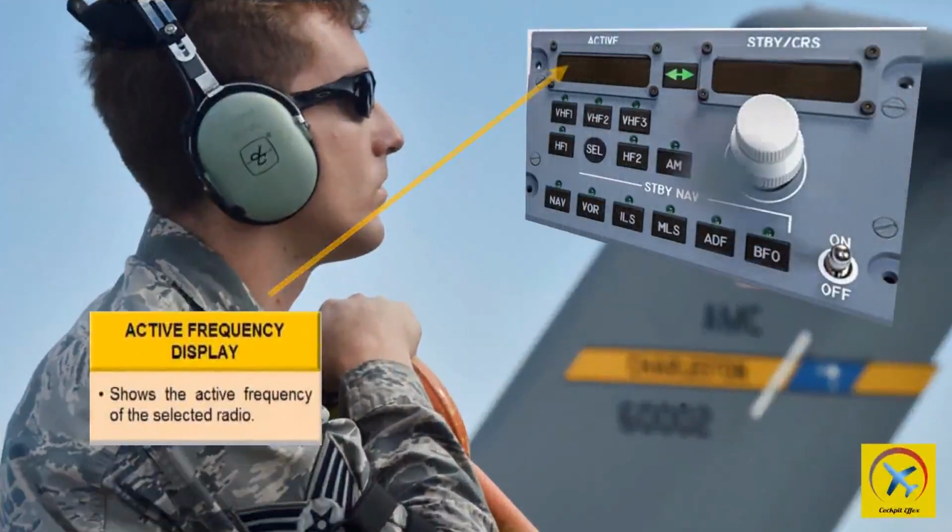Active frequency display. The active or selected radio frequency is displayed on this window. The selected radio is identified by the illuminated green color radio selection button. A communication radio is normally displayed in this window, however, a navigation radio and course can be remotely tuned.